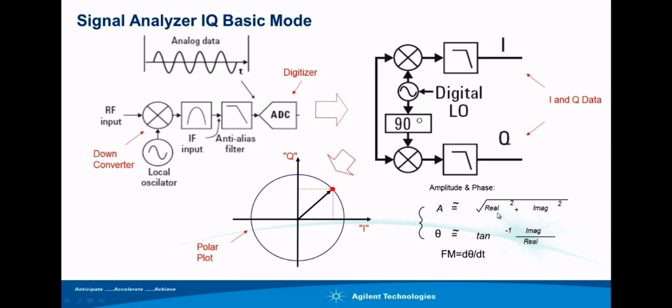The amplitude of the signal is equal to the square root of I squared plus Q squared. The phase of the signal is equal to the arctan of Q over I. And the frequency of the signal can be determined by differentiating phase with respect to time.